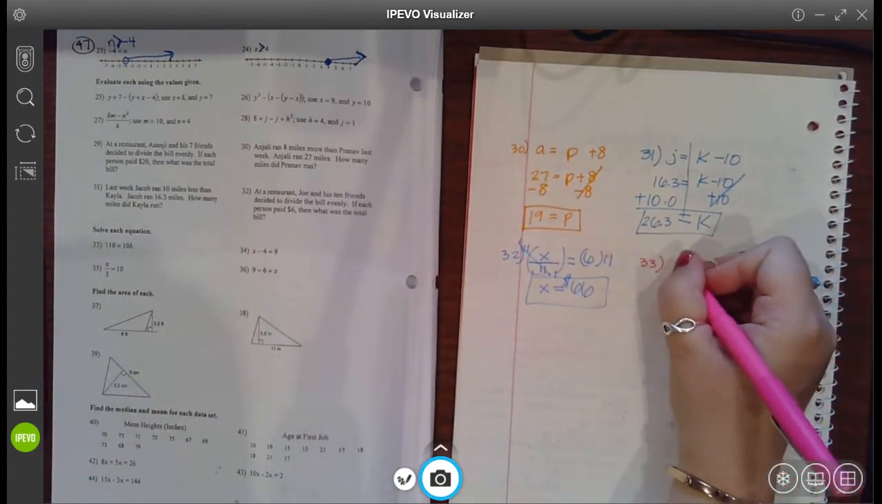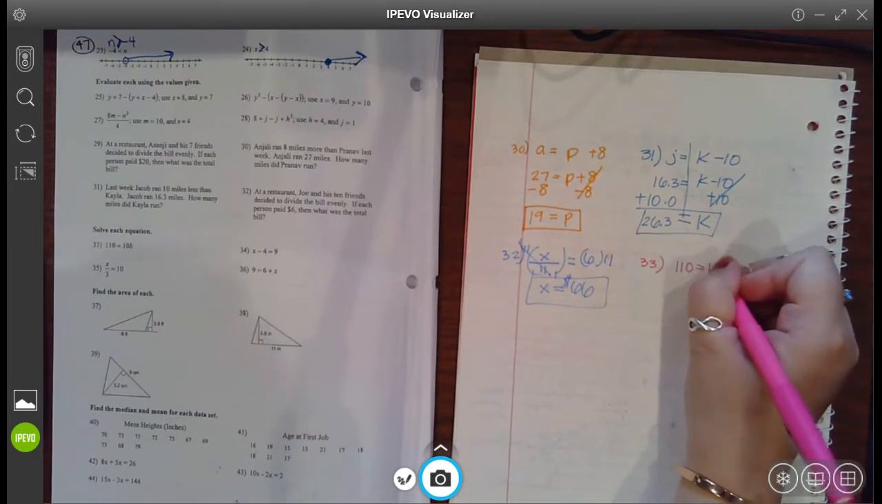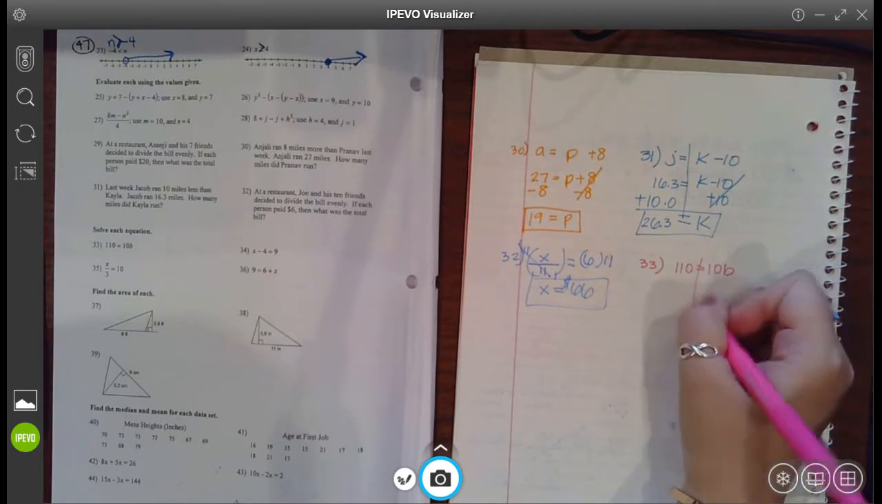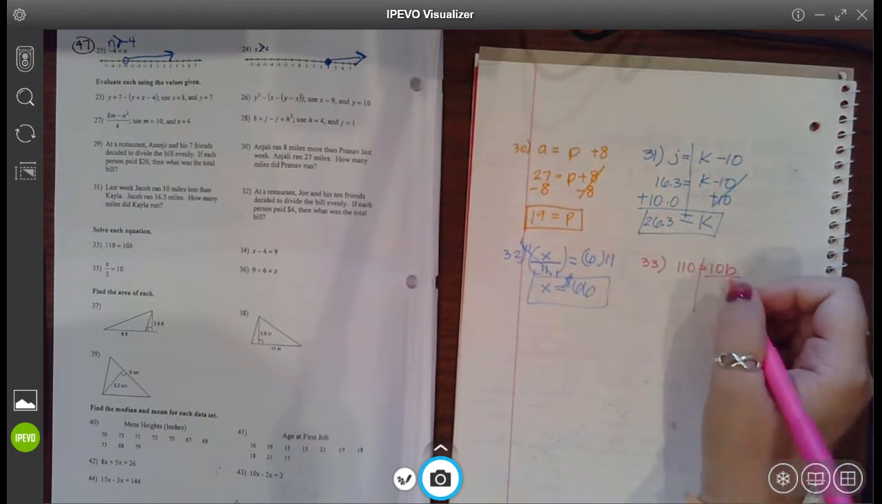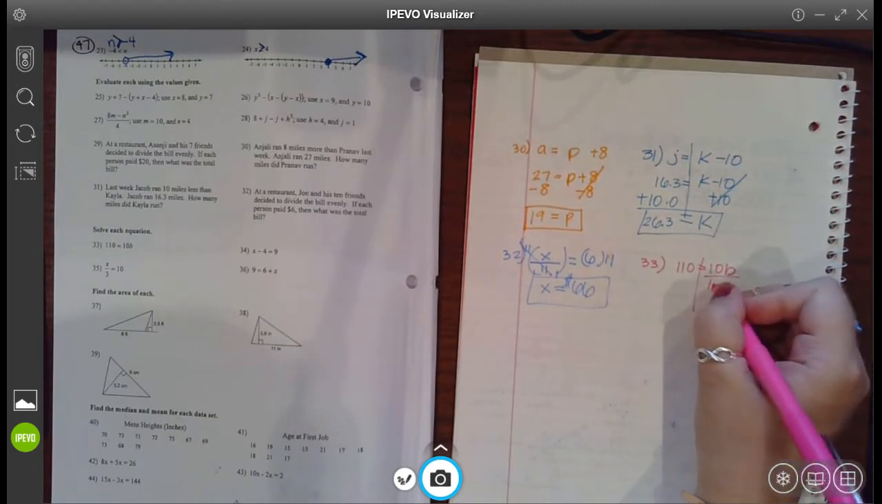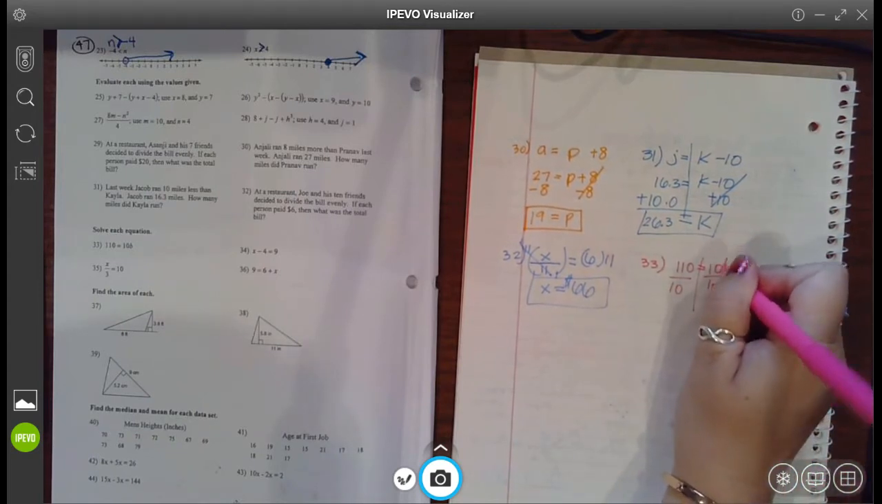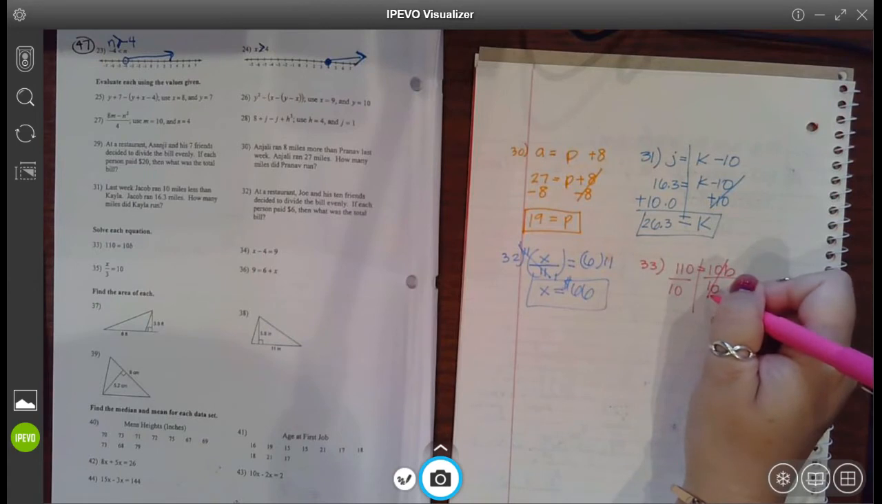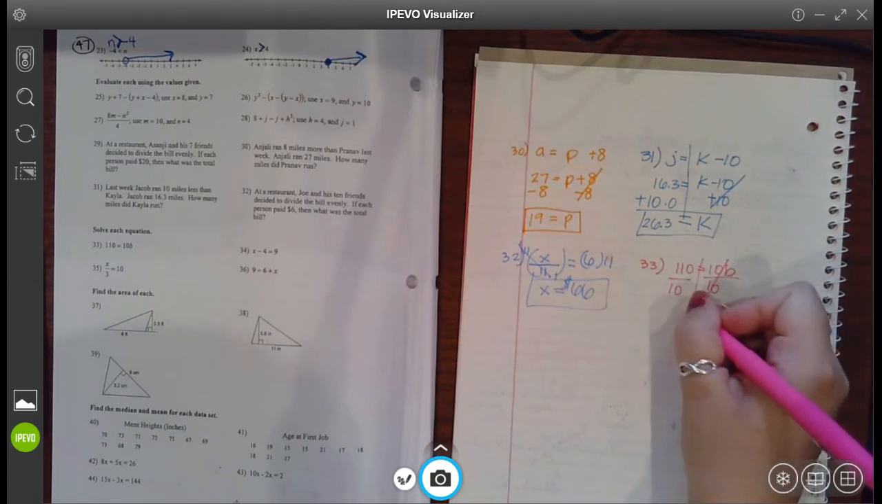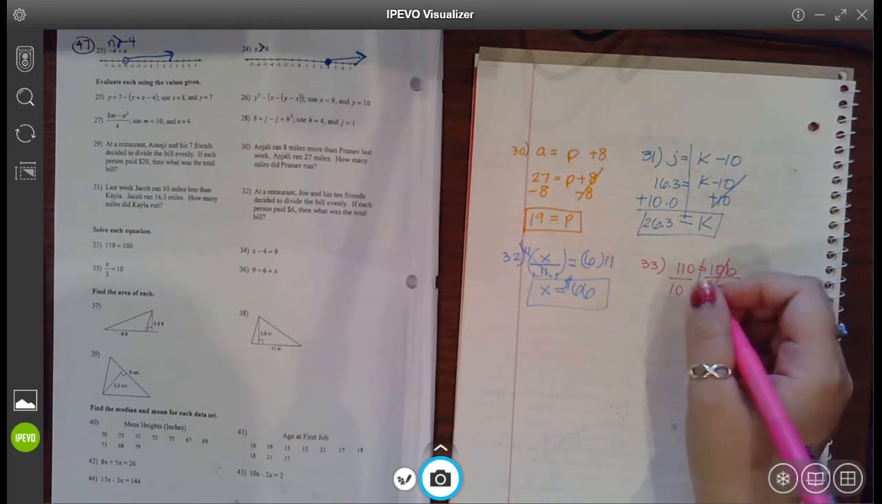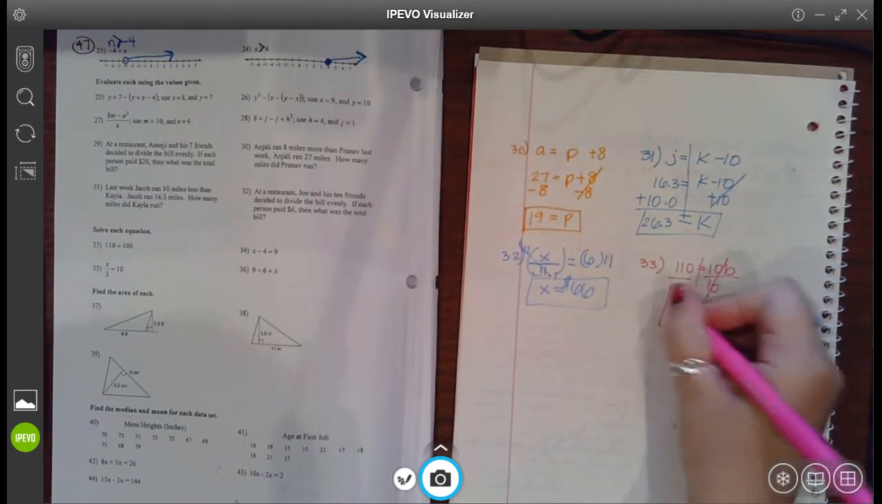Okay, 33 is nice. They already gave me the equation. I don't have to set it up myself. So to get b by itself, the inverse of multiplying by 10 is to divide by 10. Whatever you do to one side, you do to the other. We did that so those would cancel because anything divided by itself is 1. 1 times b is b. And 110 divided by 10, you should have gotten 11.